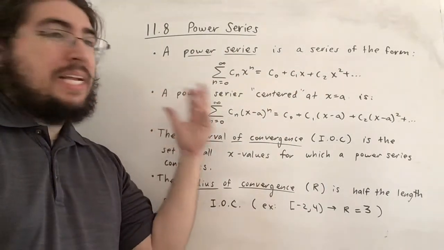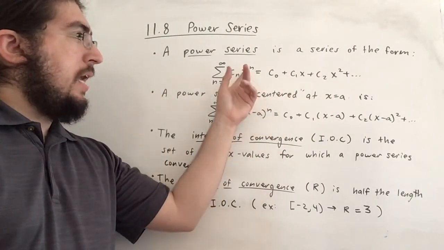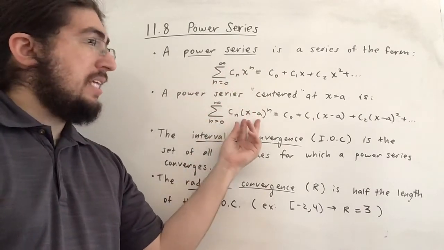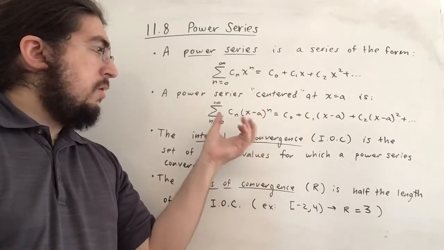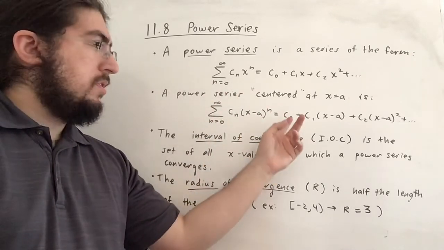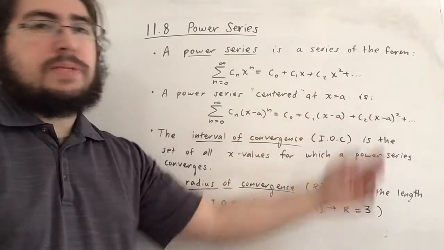Now, a power series centered at x equals a is just a power series where instead of x as our base, we have x minus the center a. Notice here, we have C0 times x minus a to the 0, which is just 1, so that's just C0. C1 times x minus a to the 1, C2 times x minus a to the 2, and so on.